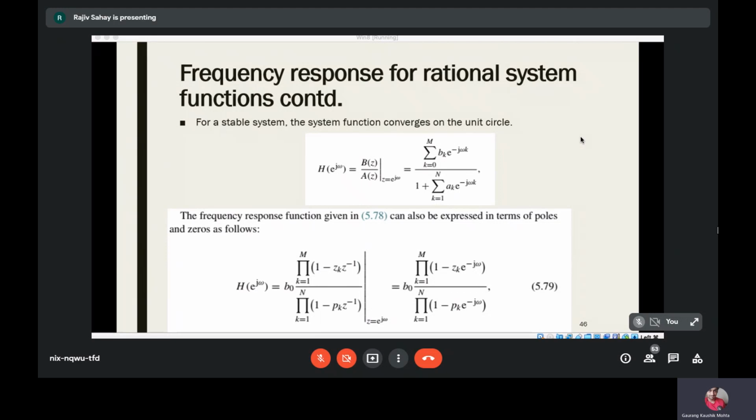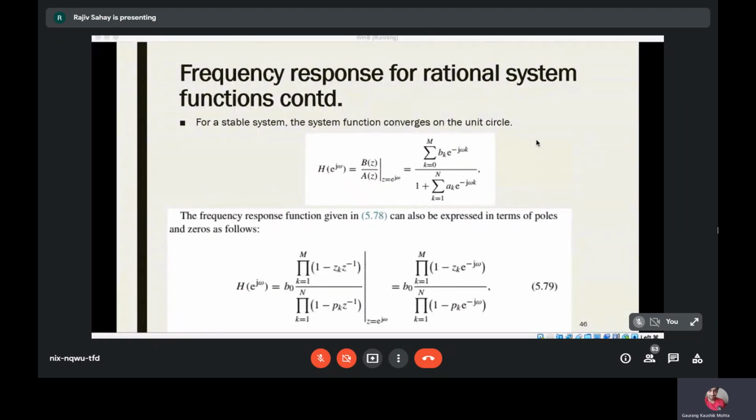To understand that, we have to go back to what we had studied in the Z transforms. We had studied that the Z transform system function H of z can be represented as a ratio of two polynomials of z. For a stable system, your system function will converge on the unit circle. That means the ROC will include the unit circle. So H of z can be written as H of e to the power j omega by putting the complex number z on the unit circle, so z equals e to the power j omega.